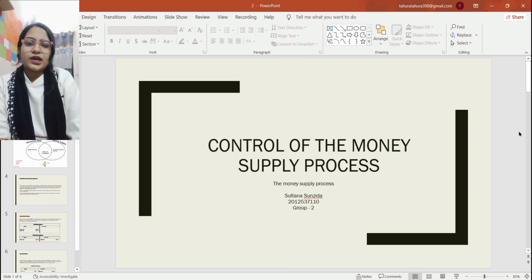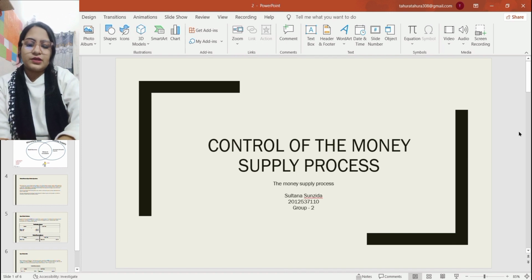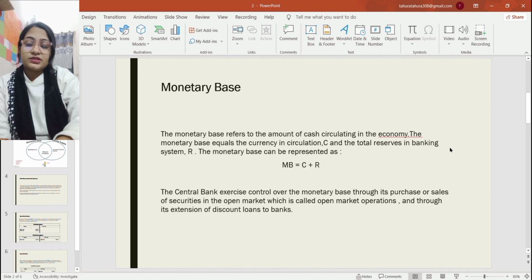2012537110. Today I am going to discuss control of the money supply process. This is a part of the money supply process. So if we want to better understand, first of all we have to know what the monetary base is. The monetary base refers to the amount of cash circulating in the economy.